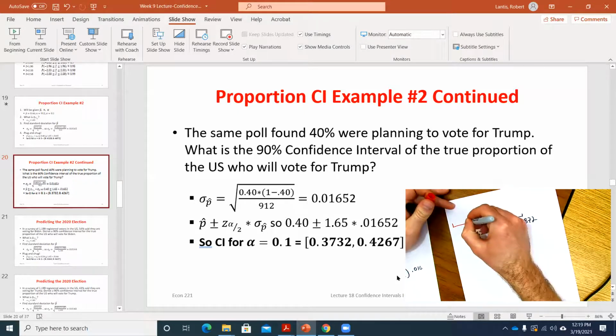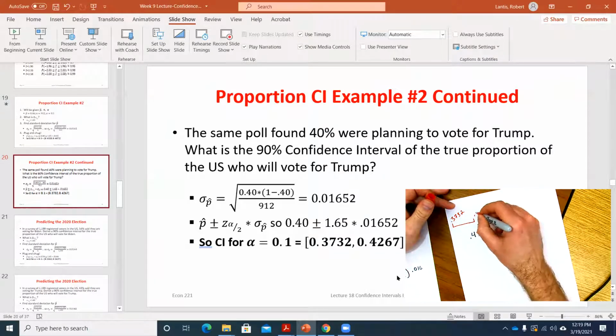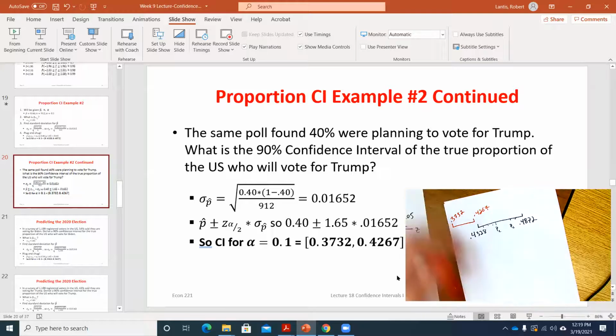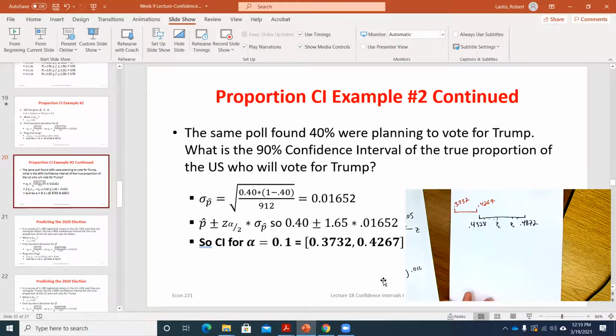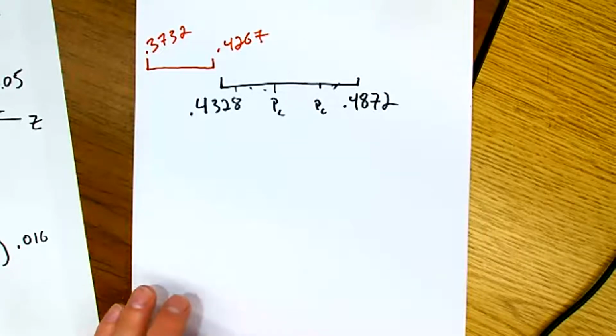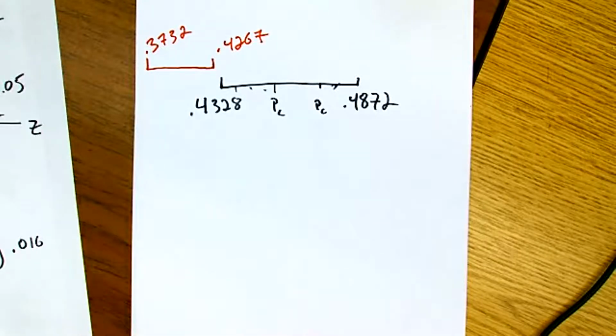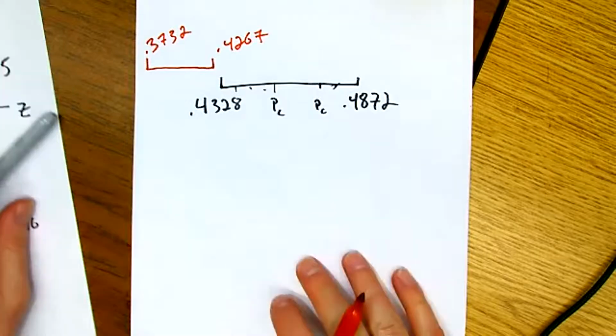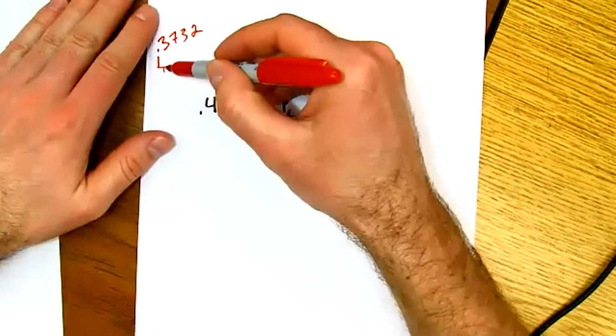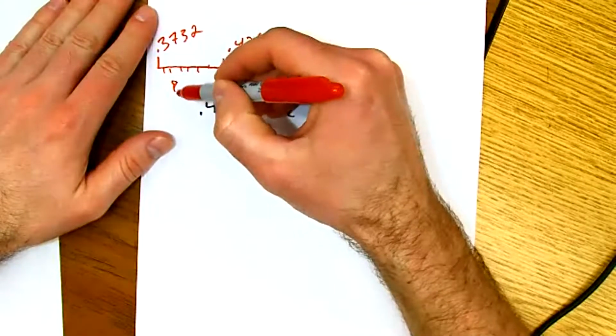And here's where I should have had some foresight, right? So 0.3732 and 0.4267, okay? So I'm just kind of plotting those points, right? And here's what I want to bring this idea up.